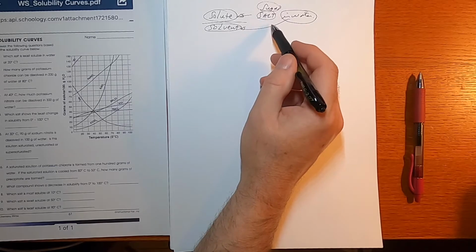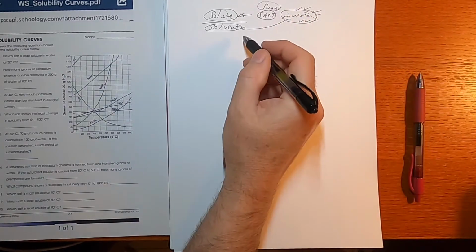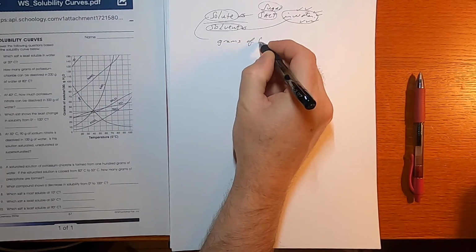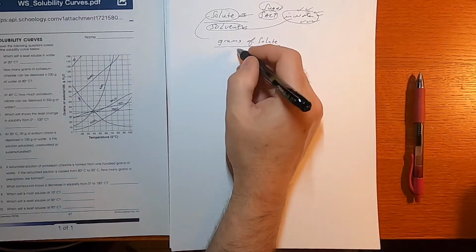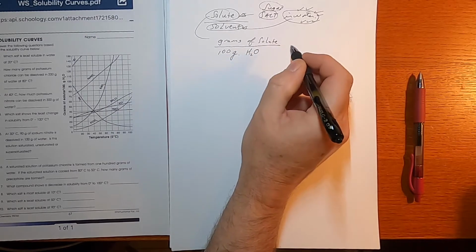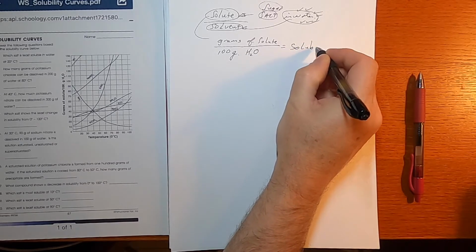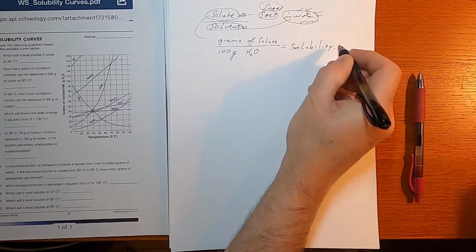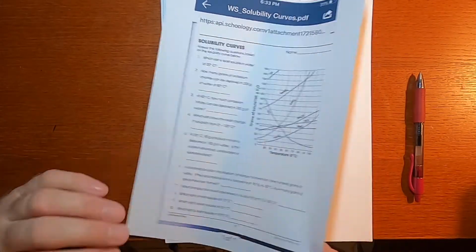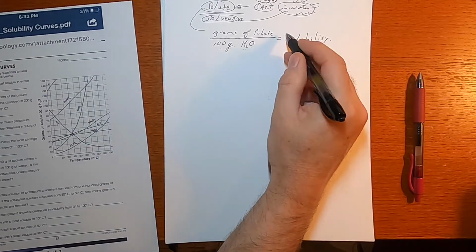In this case, solubility curves are going to be based on water, for this solubility curve we're looking at here. Now, what does it mean? It means how many grams of the solute are going to dissolve in 100 grams of water, or H2O. This is the value, and we call that solubility. We have a few problems to deal with here, and we're going to try to knock these out. But in general, the grams of solute over 100 grams of H2O is our definition of solubility.